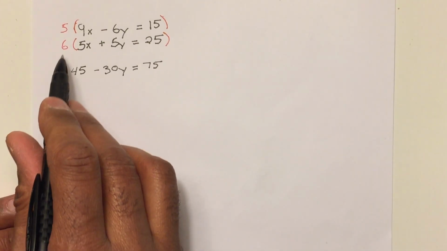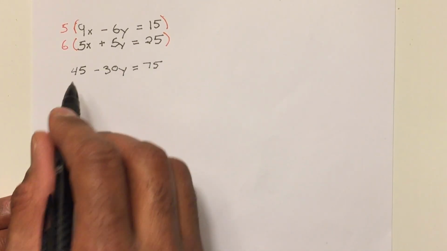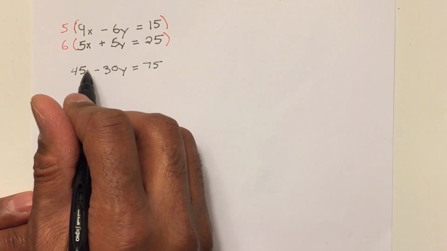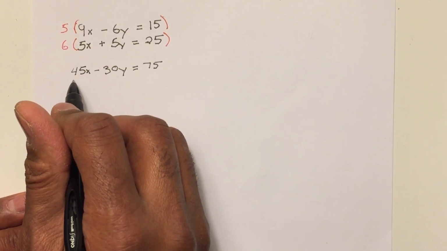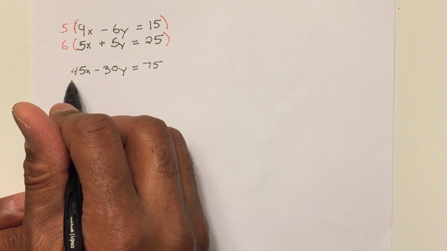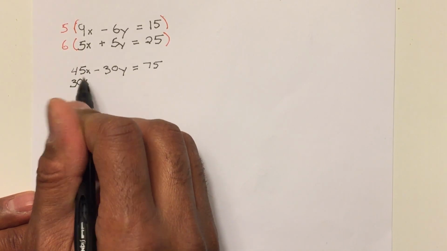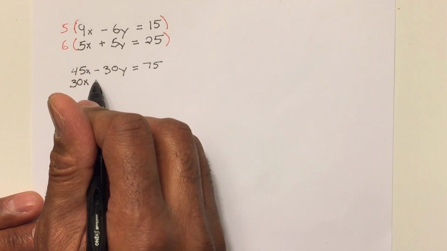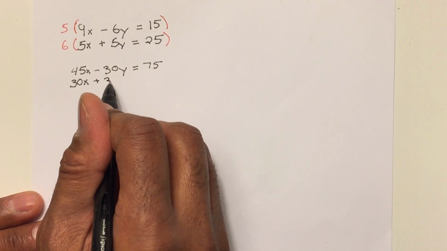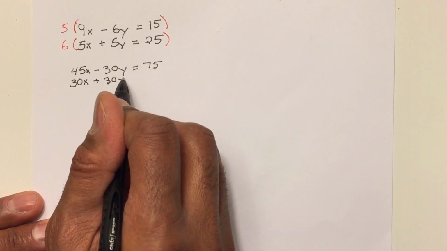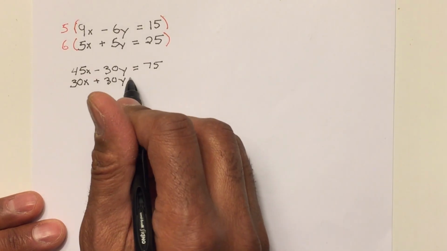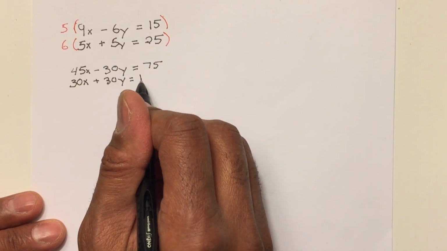We also have to distribute the 6 across all of these terms. 6 times 5x is 30x. 6 times 5y is +30y. And 6 times 25 is 150.